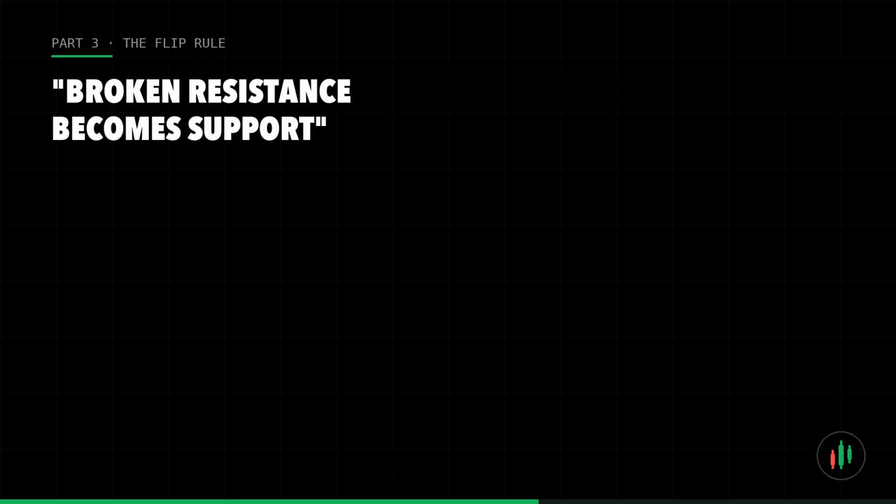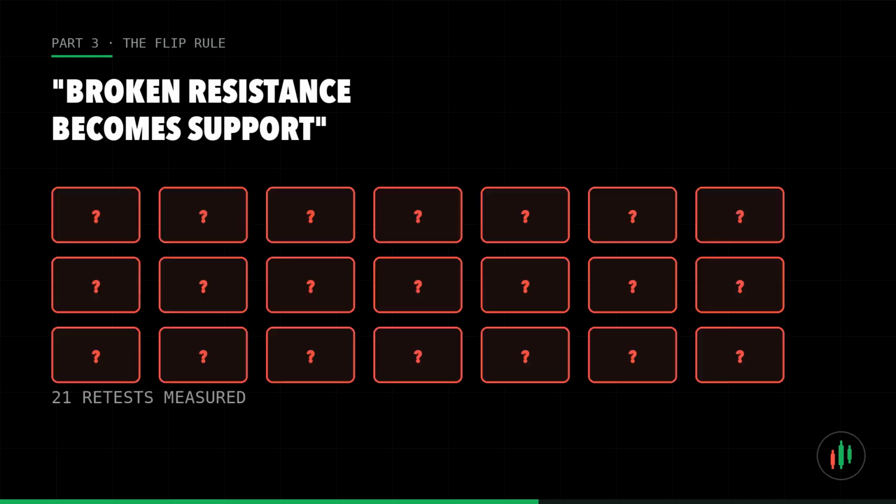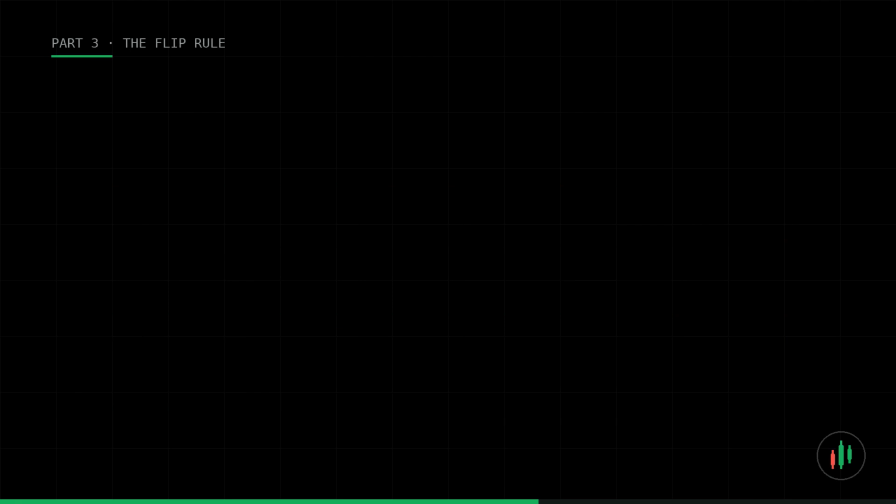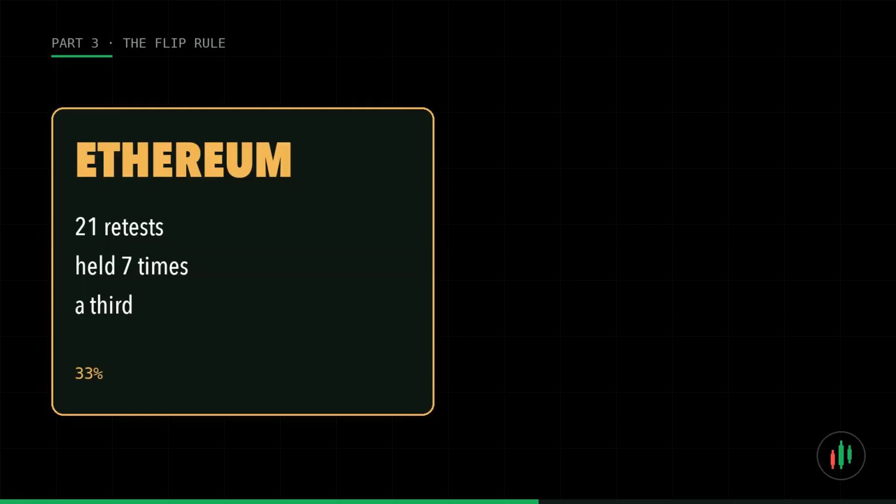Now the loop I opened at the start. You have heard that broken resistance becomes support. Price breaks up through a level, comes back down to it, and that old ceiling is supposed to hold as the new floor. It is probably the most repeated idea in technical analysis. So I measured it. On Ethereum, 21 retests in 6 weeks, and it held 7 times, 1/3. Then I ran the identical test on Bitcoin over the same period. 16 retests, and it held 9 times, 56%. Same rule, same window, 2 assets, and the answer nearly doubled.